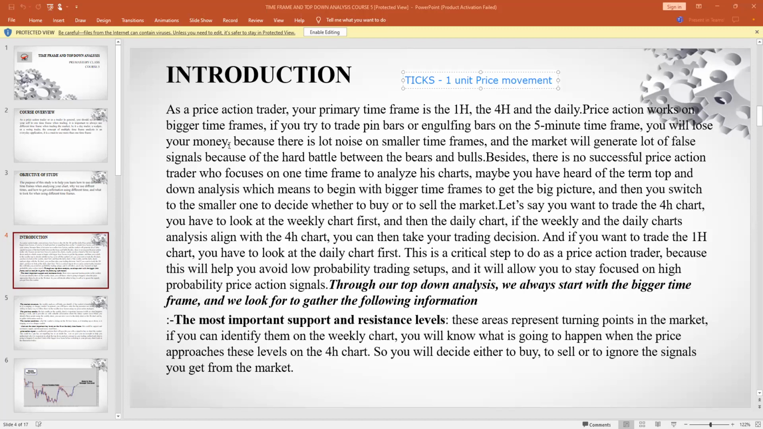So through our top-down analysis, we're always going to start with the bigger time frames and then look to gather further information from the lower time frames. The most important support and resistance levels, which serve as our turning points, like we've talked about in previous classes, are mostly drawn from the higher time frames. When you want to do your support and resistance, it's important to do that on the higher time frames.